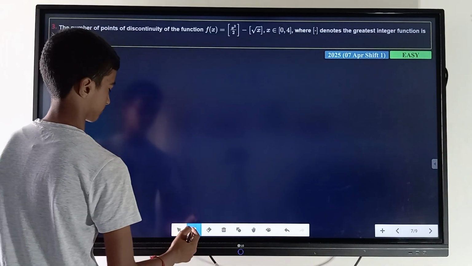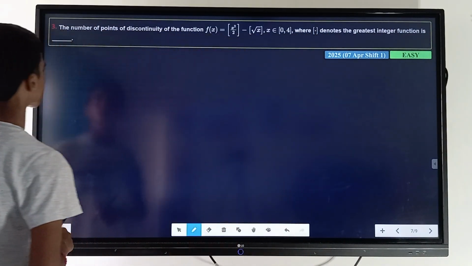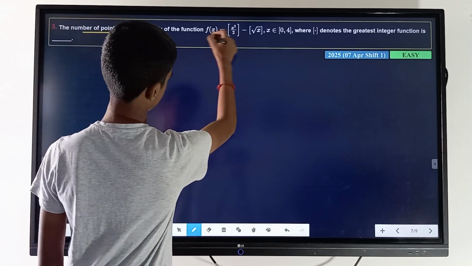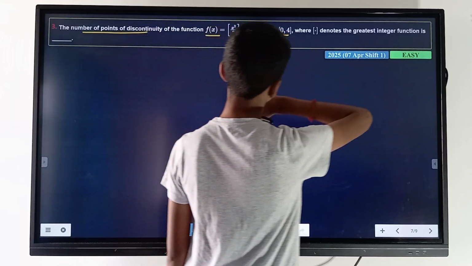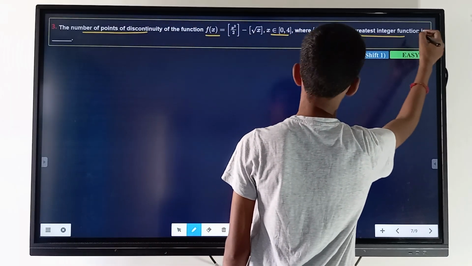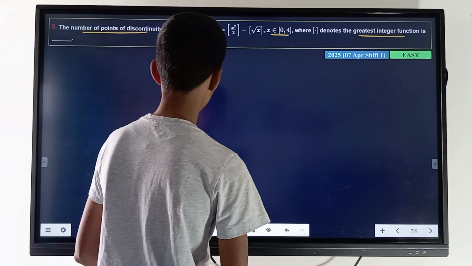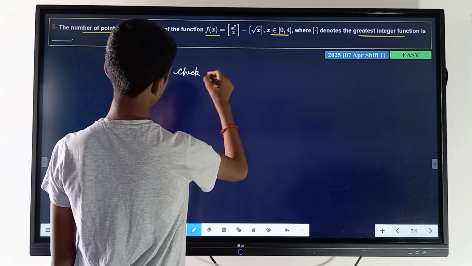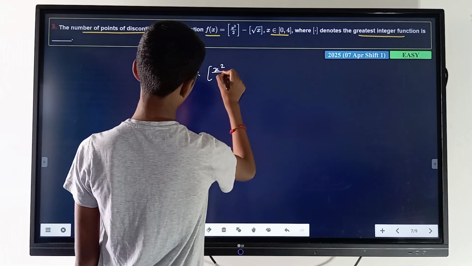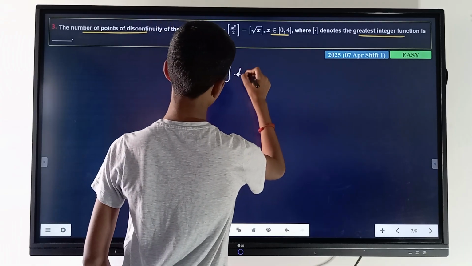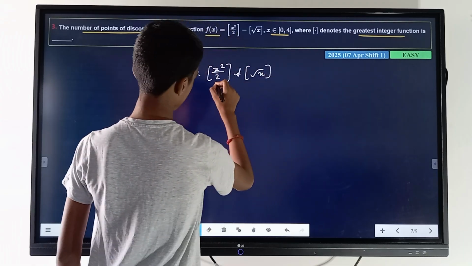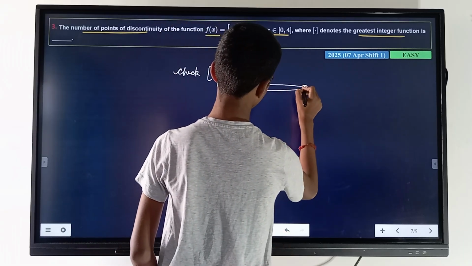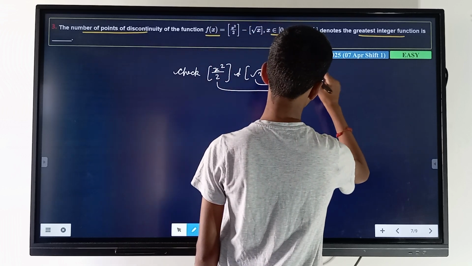Here is our next question. This time our question says the number of points of discontinuity of the function f of x, where x belongs to 0 to 4, where this denotes greatest integer function, is. So first we will check doubtful points. Check where x square upon 2 and root x, where these two terms inside the integer function are integers.